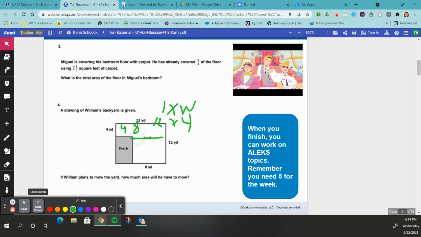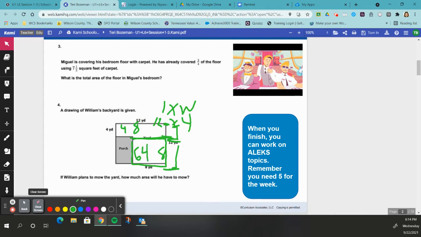Then we would look at this square shape that we have left here. And we know that this top part was cut off. So we don't need that entire 12 yards here. Instead, we only need from here to here. So if 4 yards was cut off when we did this other shape, then that leaves us with 8 yards. So we have 8 times 8 for this one. 8 times 8 is 64.